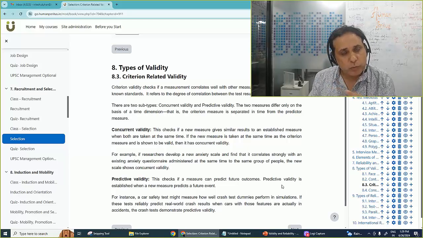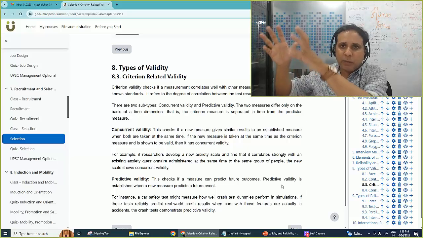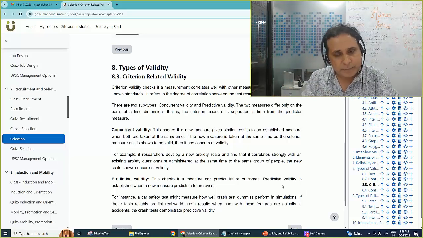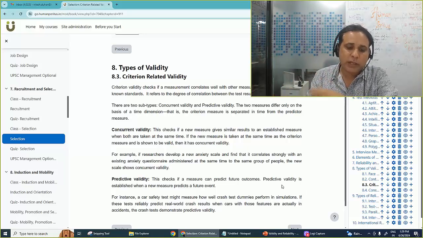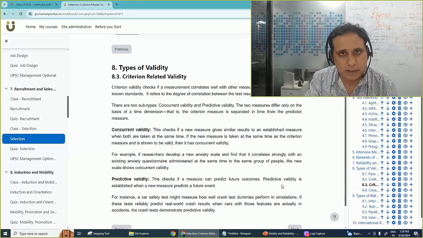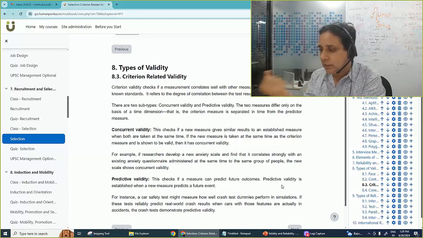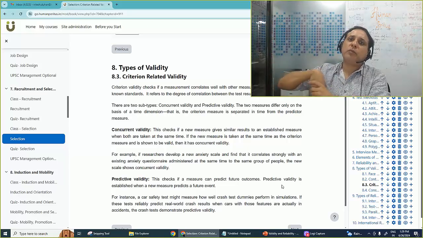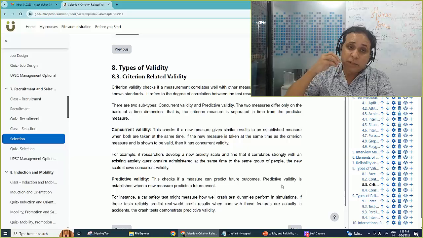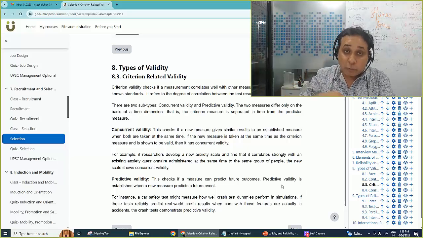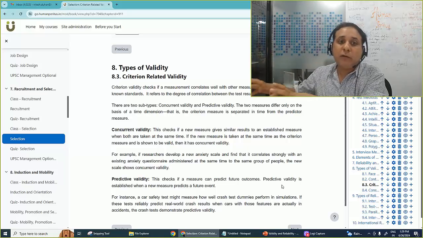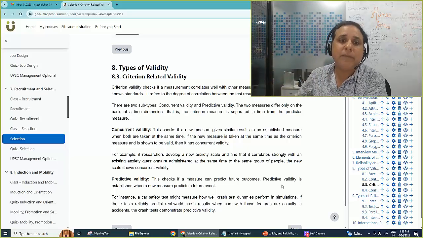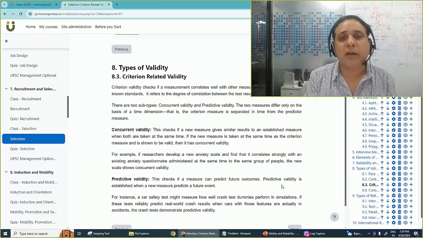So guys, what I do, maybe I take 10 guys. Then with my app or my watch or whatever, I measure their blood pressure. Then I take an actual BP machine which doctors use, and I take measurements from there. If the measurements of my watch have strong correlation with the measurements from the actual machine, which is a standard, which is a criterion, then it will have concurrent validity.